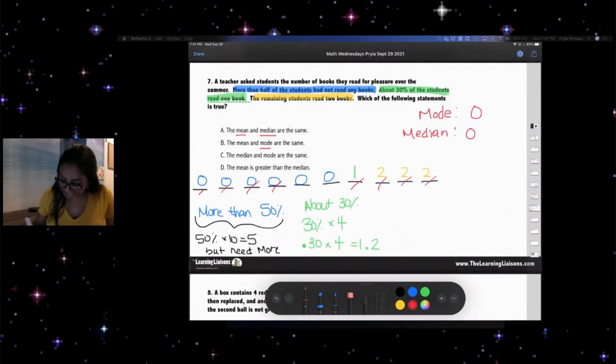And the mean, what is the mean? The mean is like saying the average. So I'm going to add all of my numbers and divide by how many numbers.